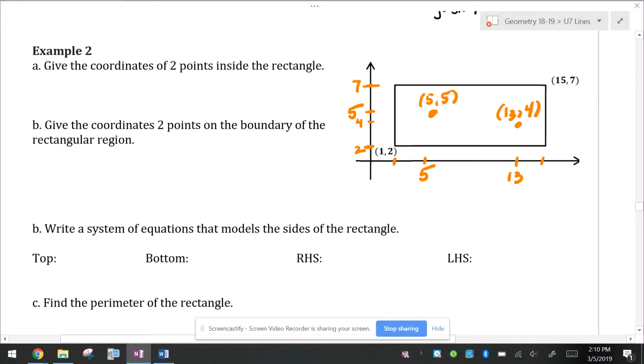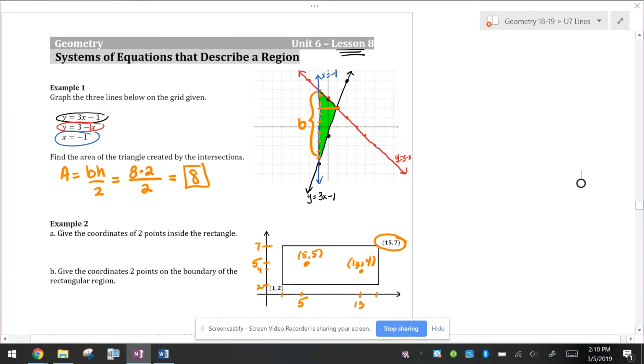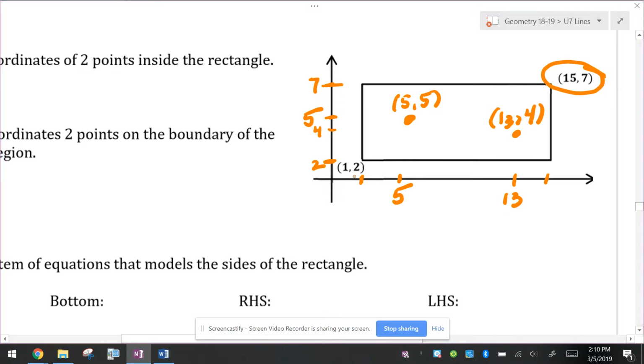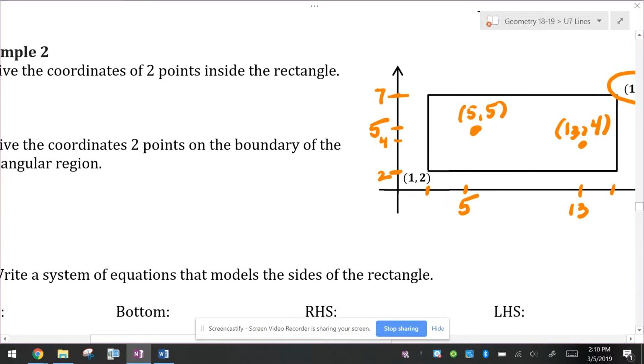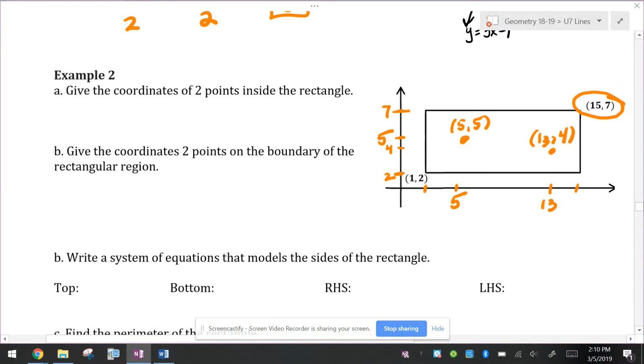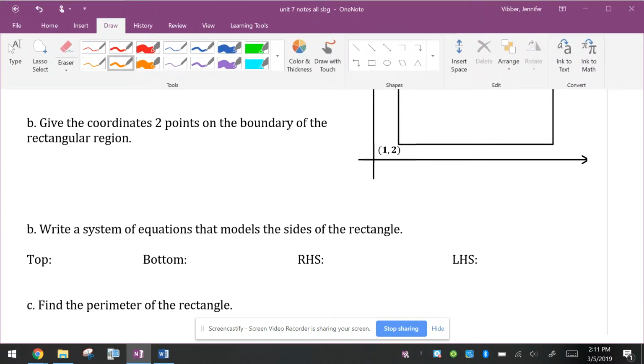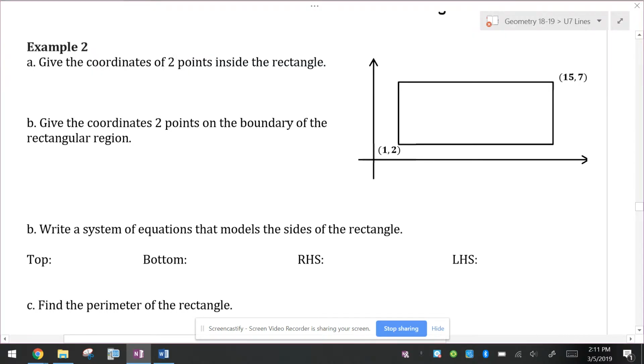Okay, and the idea there is just to get you guys to think about, I need to make sure my y's need to be between 7 and 2, and my x's need to be between 1 and 15. Then it says give the coordinates of 2 points on the boundary of the rectangular region. So by the boundary, I mean not the corners. All right, so let's talk about the boundary here. It's not that boundaries can't include corners, but when I wrote this, I meant not including the corners.